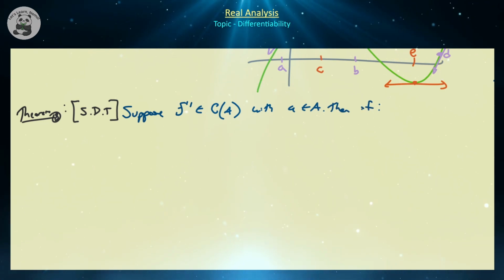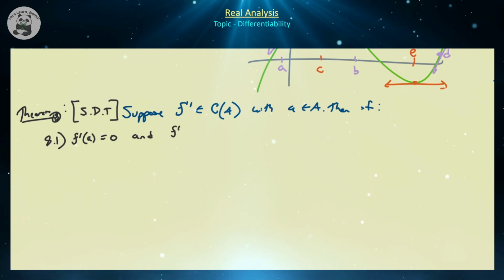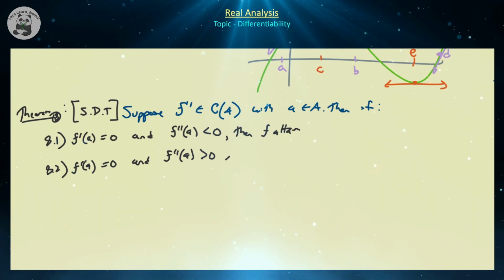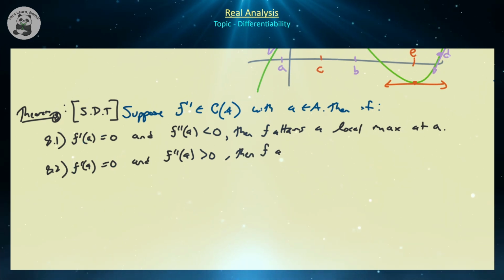Then, if the following is true, we can guarantee that it's a local min or a local max at that point. So the first variation for this is the following. If f prime of a is equal to 0 and f double prime of a is negative, and the second variation is practically the same thing except it looks at the positive side, then f attains a local max at a, and if the second derivative is positive, then f attains a local minimum at a.